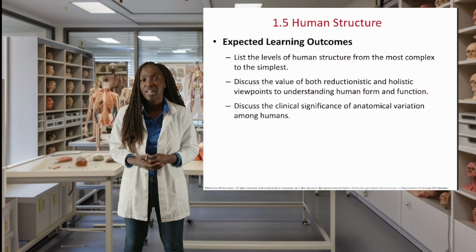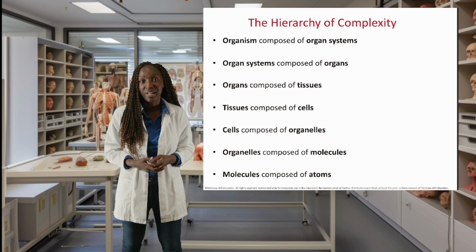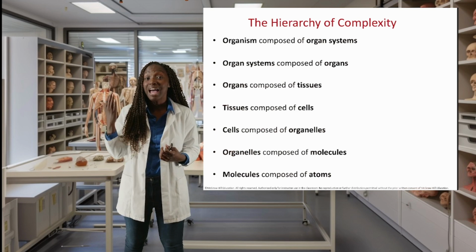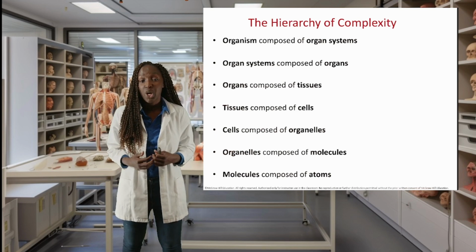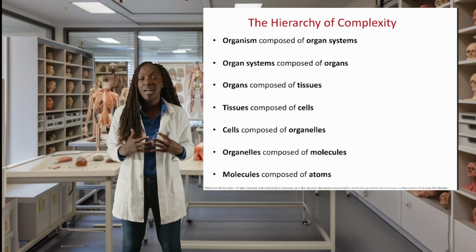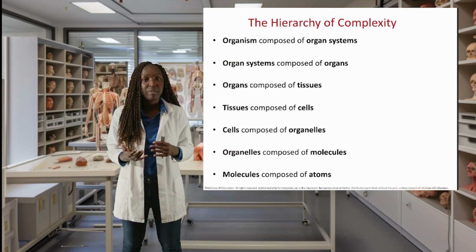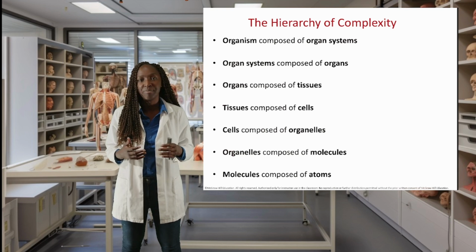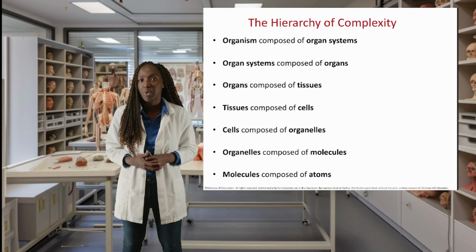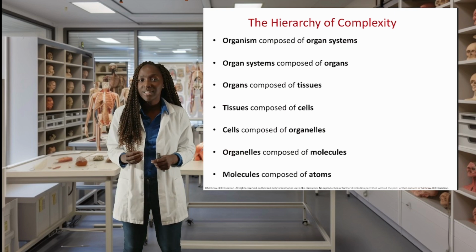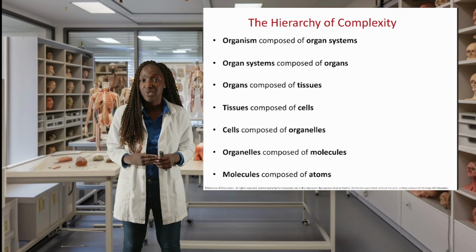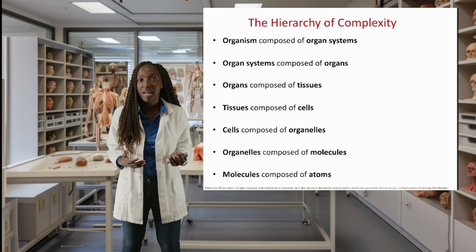Our next section is looking at human structure and its complexities. The human body is very complex, and there is a hierarchy to that complexity. The human body as a whole is considered an organism. This organism is made up of organ systems. That would be the digestive system, the nervous system, the skeletal system, the muscular system. There's a whole host of systems that come together to form the organism. But each organ system is composed of organs. Organs are composed of tissues. Tissues are composed of different types of cells.